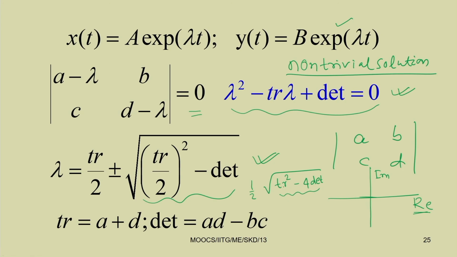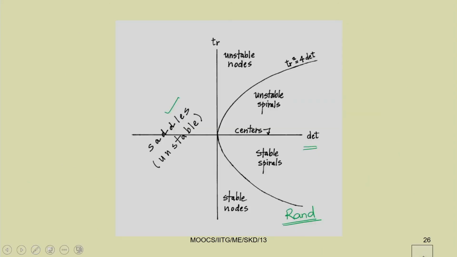If Tr squared is less than 4 times the determinant, then the root will be of a negative number, so the root will be imaginary. In case of imaginary, you can have the complex root. Depending on where it lies, if it lies in the left hand side of the S plane, then it becomes stable, otherwise it is unstable.